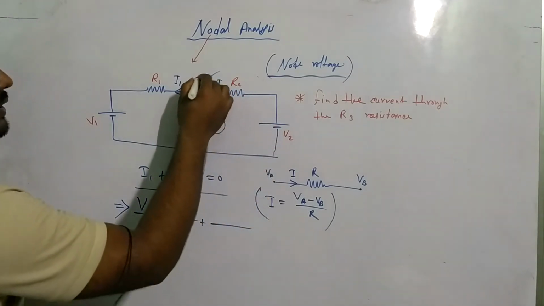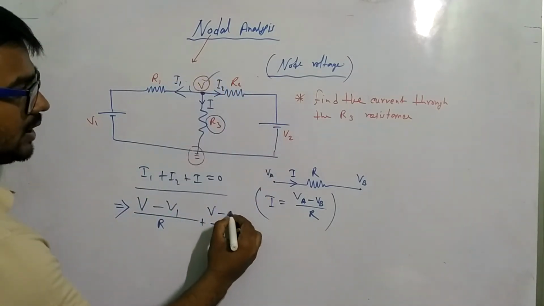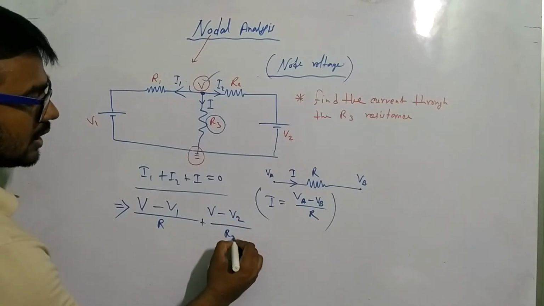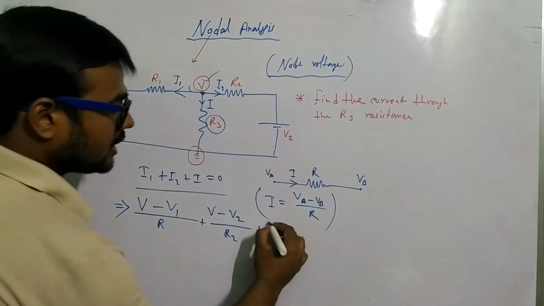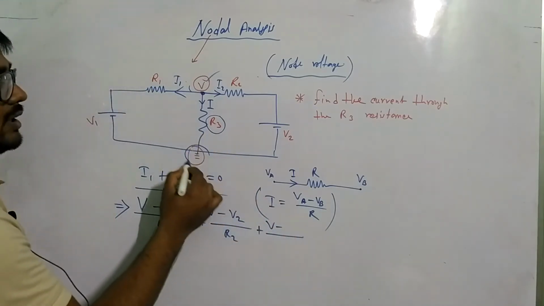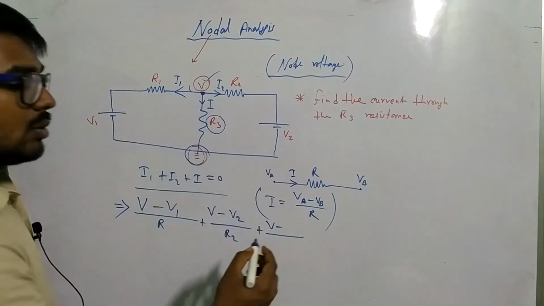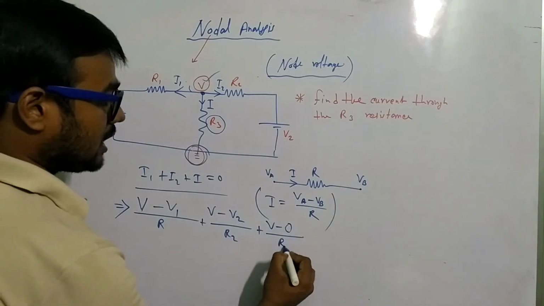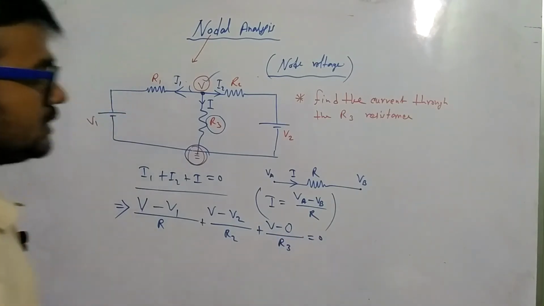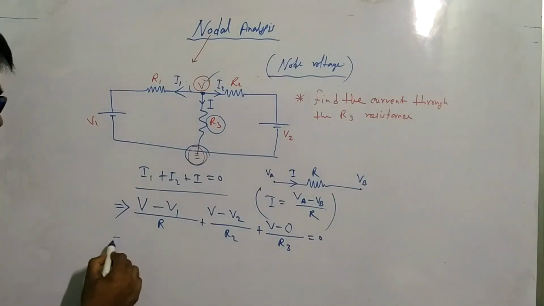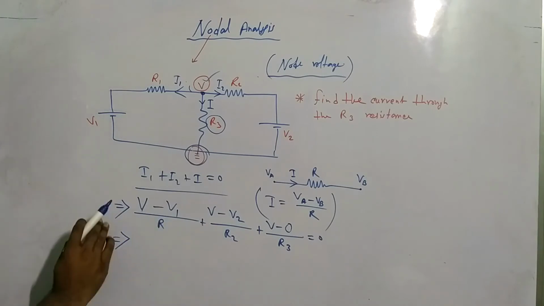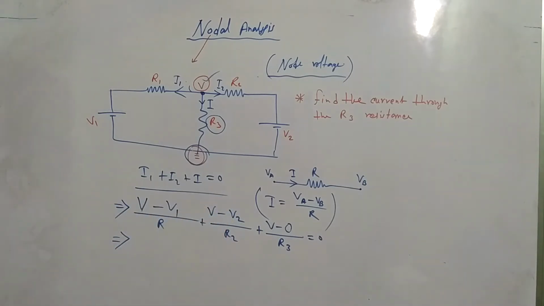What happened? This is the higher polarity, V minus V2 by R2, plus V minus, here the polarity is what? 0, because this is the ground, V by R3 equals 0. Okay. Now when I calculate all these values, I get V.